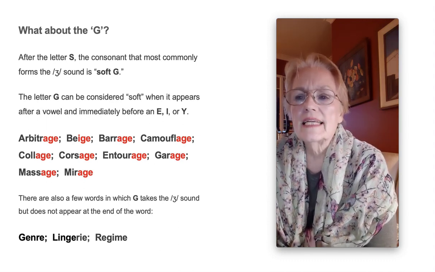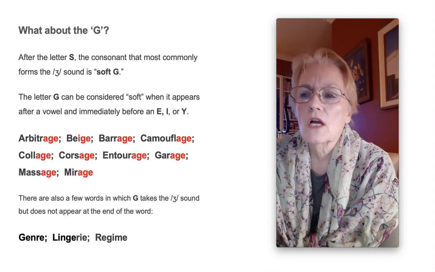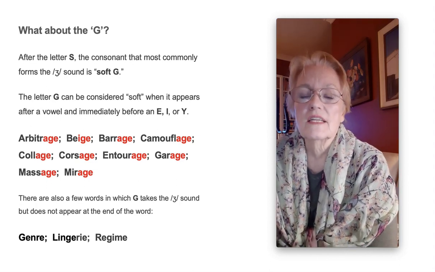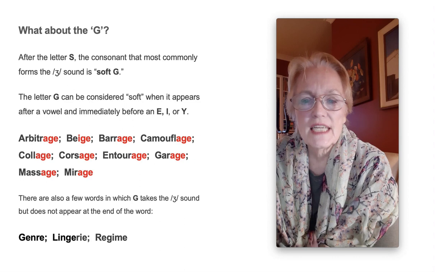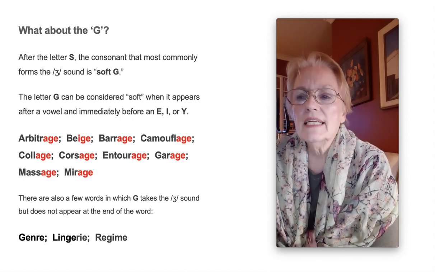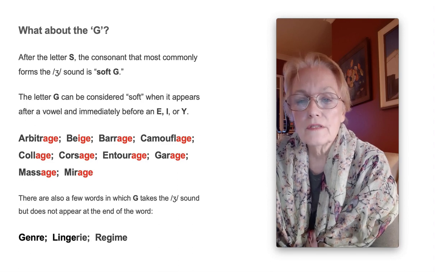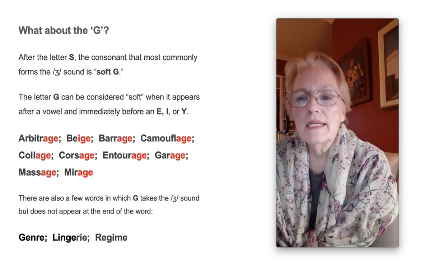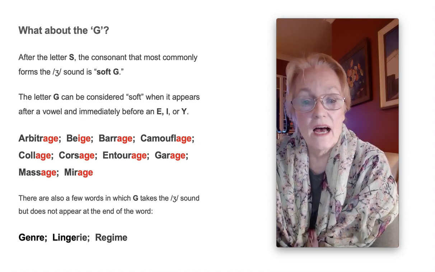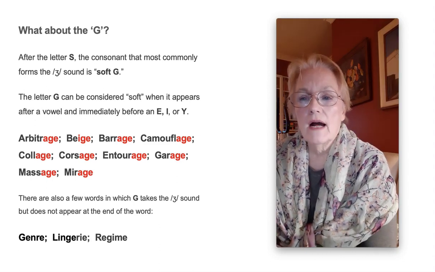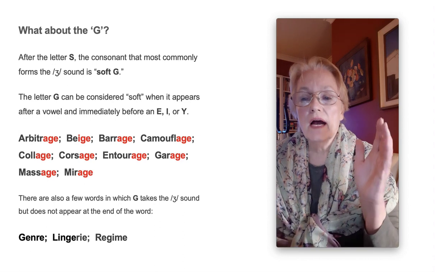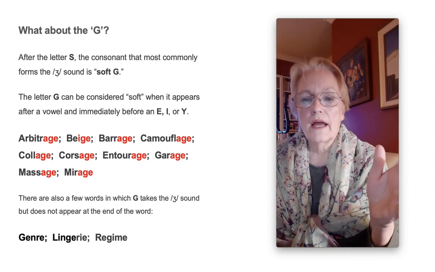After the letter S, the consonant that most commonly forms the J sound is the soft G. Okay, the letter G becomes considered soft when it appears after a vowel and immediately before an E, an I, or a Y. Okay, a vowel, a G, and then either an E, I, or Y.